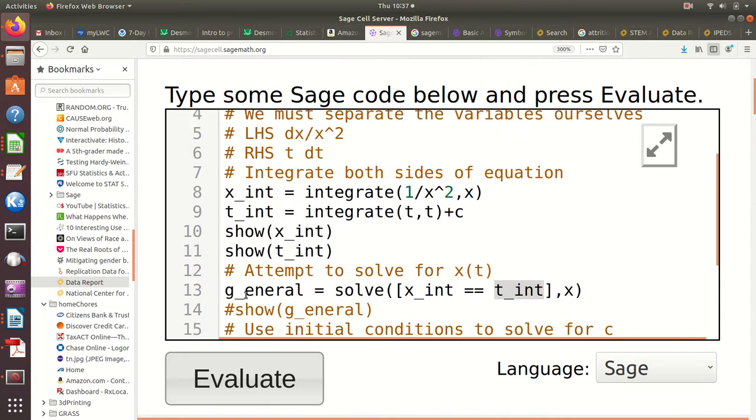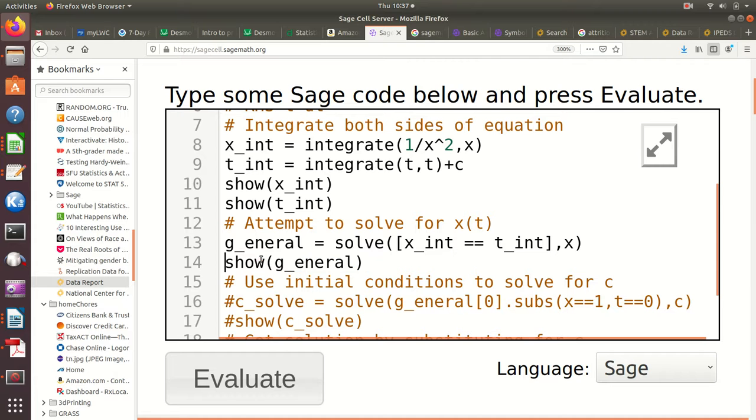whoops, I didn't undo the show part, so it did it, but it just didn't show me the answer.